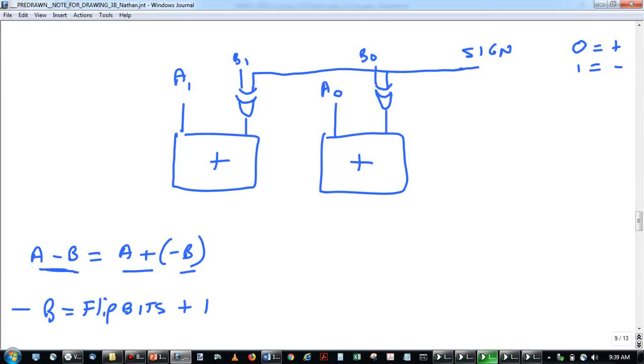So if we pump a 0 in here, we want to take just B0 and B1. We don't want to change them, right? Because addition should just work as normal. Correct? If I pump a 1 into this, I'm doing subtraction, and then B0 should be flipped, B1 should be flipped, B2 should be flipped, they should all be flipped. You see they're all connected. The sign bit is connected to all those XOR gates. And finally, we need to add 1 somehow.